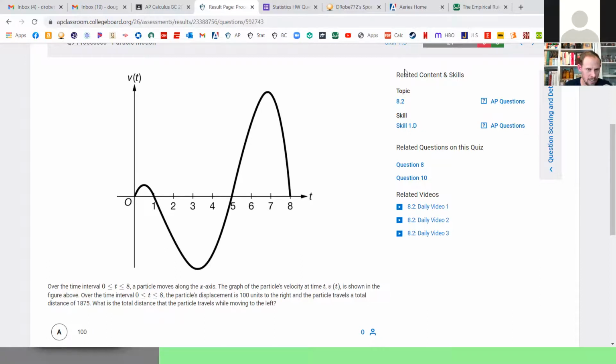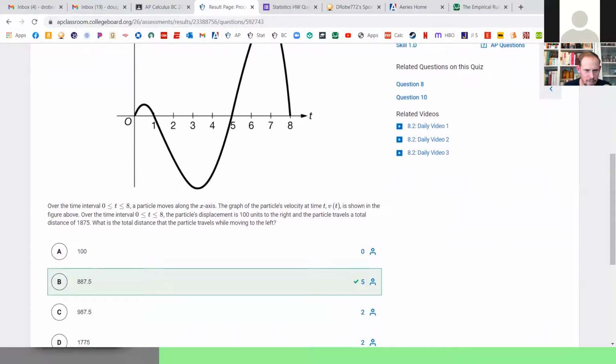1,875. Okay, so we don't really have a y-axis here, so that's good information. What's the total distance the particle travels while moving to the left? I'm not sure how they went about doing this. Let's see. So distance and displacement, they'd both be integrals. One of them is absolute value, one of them is not. Oh, so those two integrals should be canceling each other out for the most part and leaving us with 100.